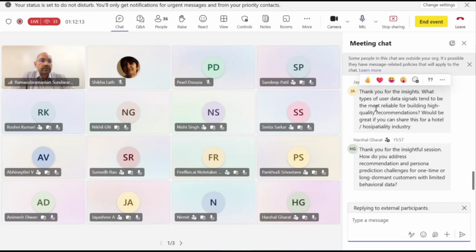What types of user data signals are most reliable for building high quality recommendations for the hotel or hospitality industry? For the hospitality industry, there are a bunch of signals. One is, of course, the stay itself, but certain characteristics of the stay might be useful.